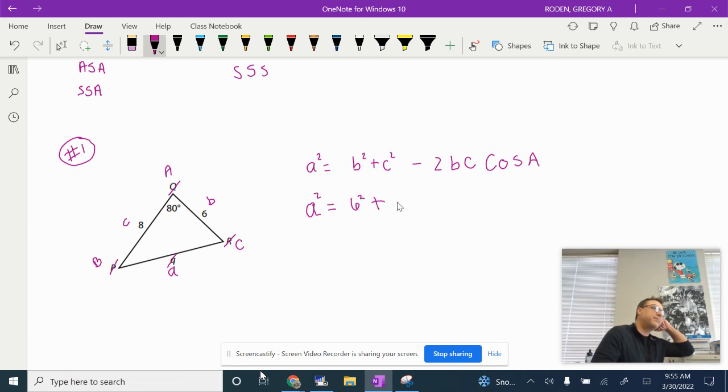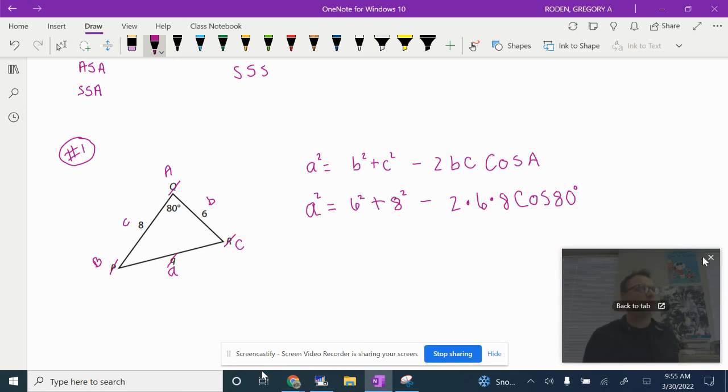Plus, what is C going to be? 8 squared. 8 squared minus 2 times 6 times 8 times the cosine of what? 80 degrees. Okay, now here's where mistakes can happen. You have to be really careful.